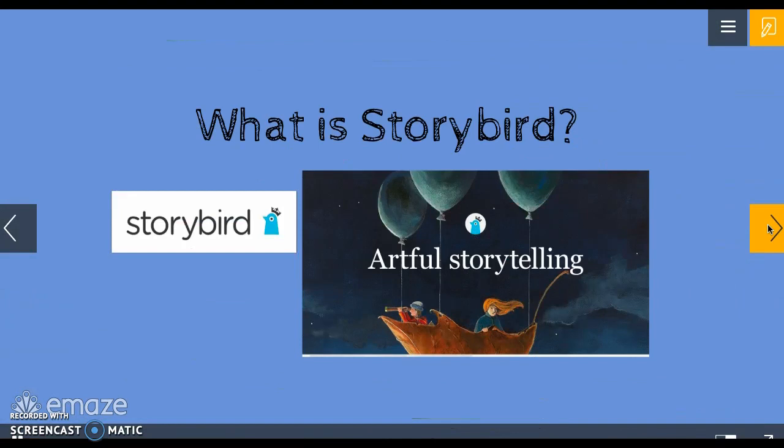Storybird is a free website where students can create visual stories. Students can either upload their own images or use artwork from other illustrators or animators. Students then use those images to create and write their own stories online.